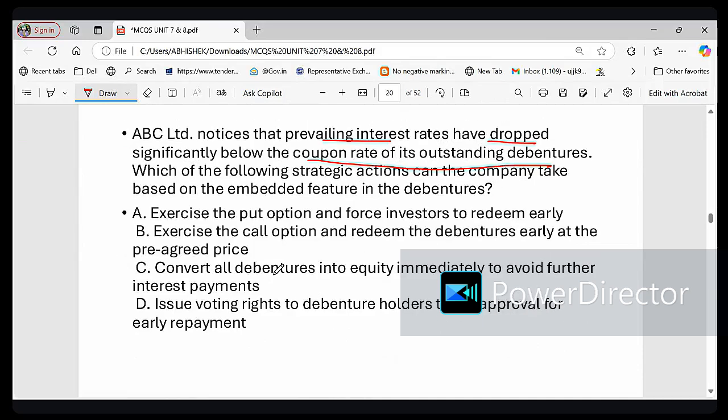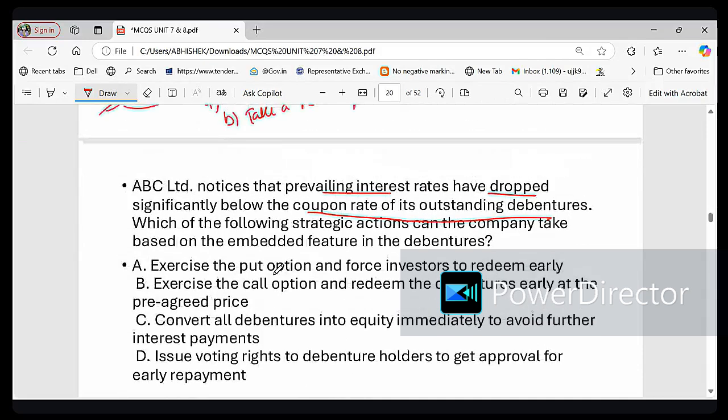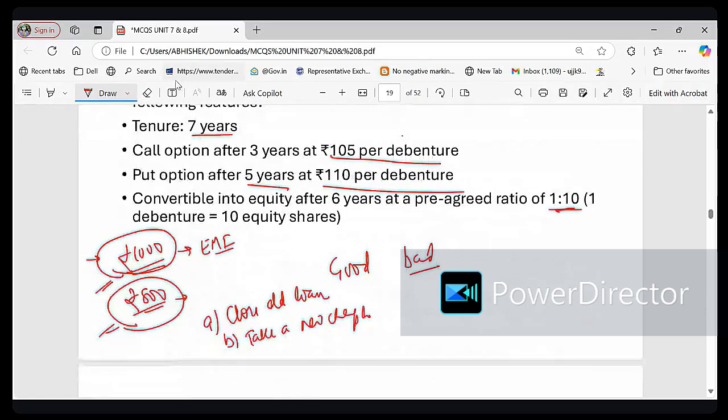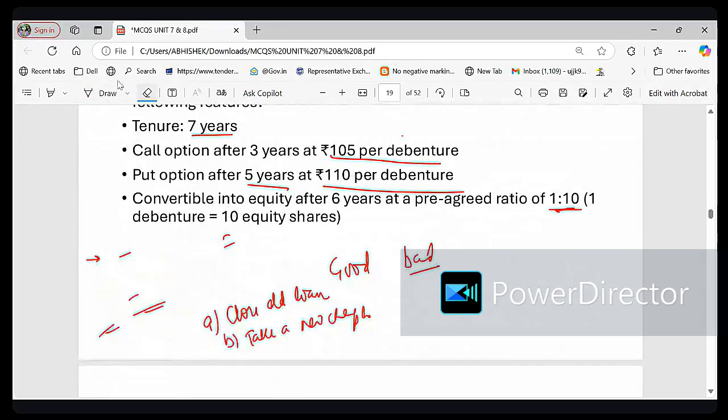So let's understand the options in this debenture. The call option they can exercise after 3 years. It is written, they can exercise the call option after 3 years. What does it mean? It means that the company can call back or redeem the debenture before maturity by paying rupees 105 per debenture. Either you call it call back or you call it redeem.